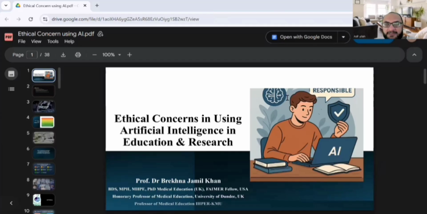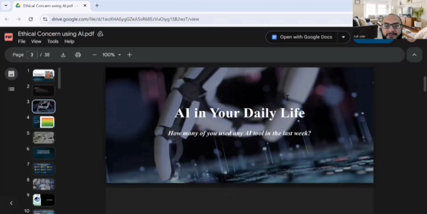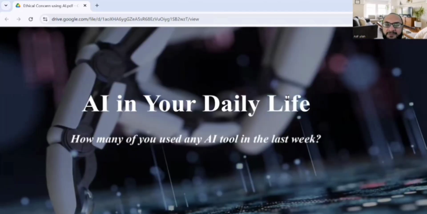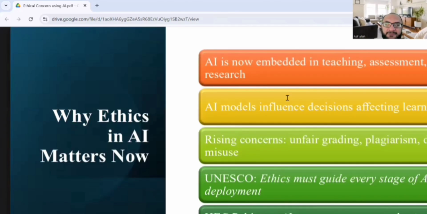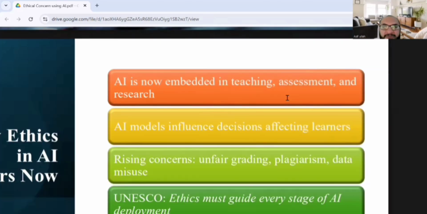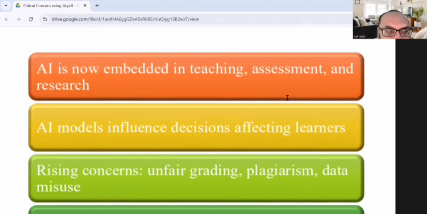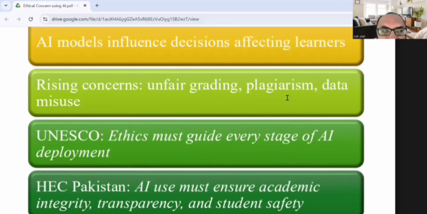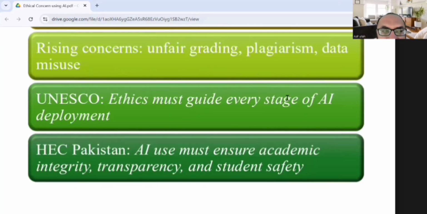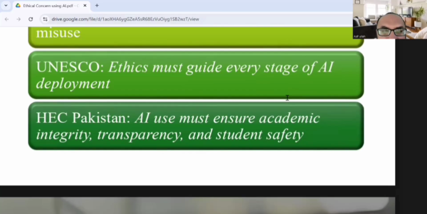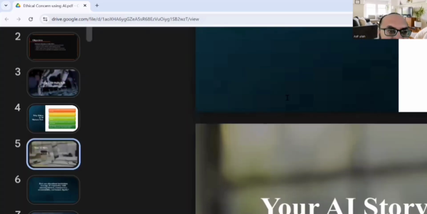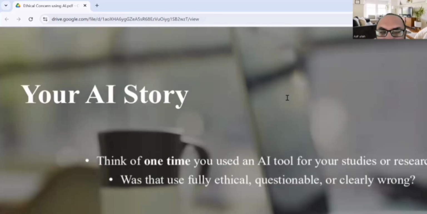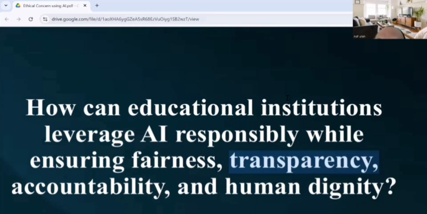So we will discuss ethical concerns in AI. Many of us use AI tools in our daily life, but the main thing is that ethics should be considered. AI is now used in teaching, assessment, and research. AI models influence decisions affecting learners. There are rising concerns of unfair grading, plagiarism, and data misuse. UNESCO ethics must guide every stage of AI deployment. For HEC in Pakistan, AI use must ensure academic integrity, transparency, and student safety. So, how can educational institutions leverage AI responsibly while ensuring fairness, transparency, accountability, and human dignity?